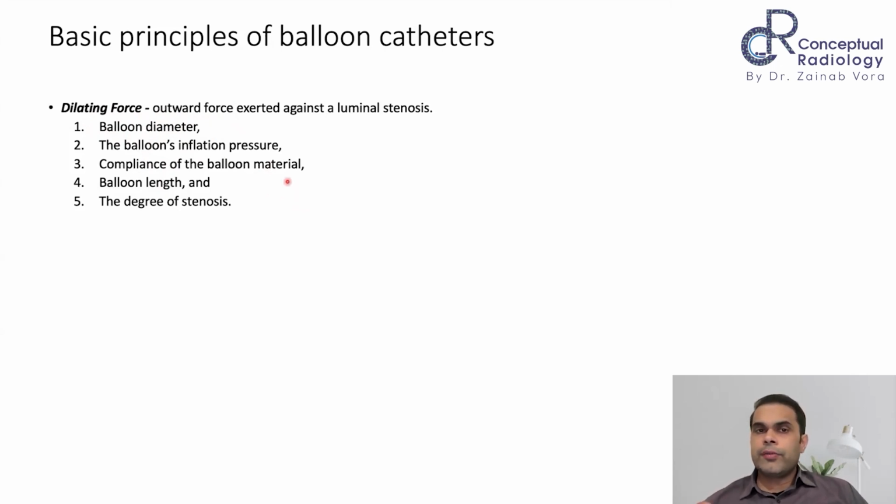Then, compliance of the balloon material, it is inversely proportional to the force. I told you in the beginning also, if the material is compliant, it will not be able to exert force on the arterial wall. And then you have the balloon length. The longer the balloon length, the force gets divided over the entire thing. It will be lesser. The degree of stenosis, higher the degree of stenosis, higher will be the pressure that will be applied on the stenosis, and we will see why subsequently.